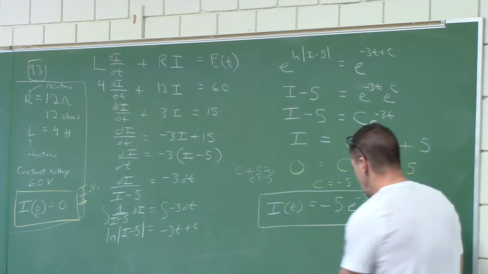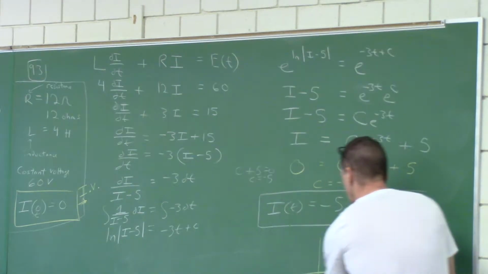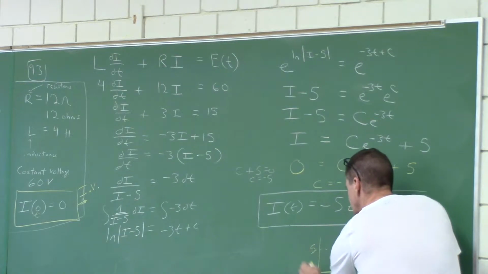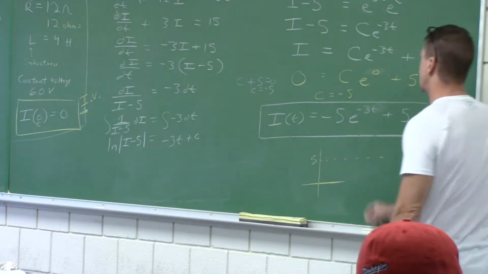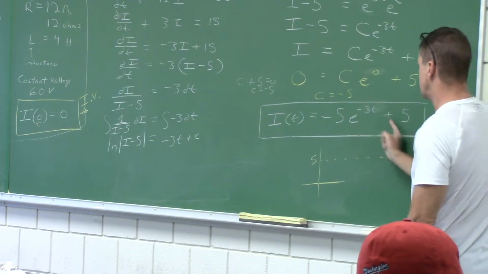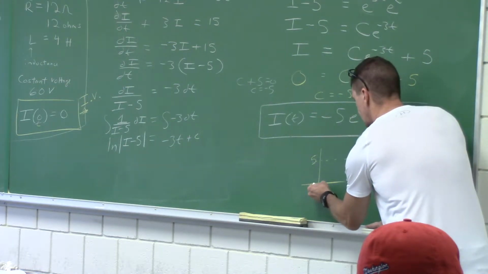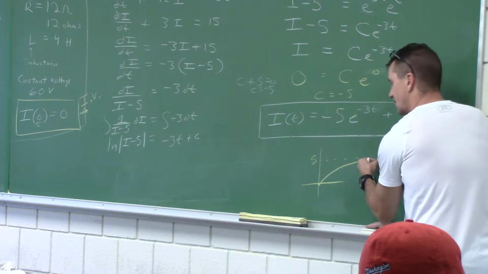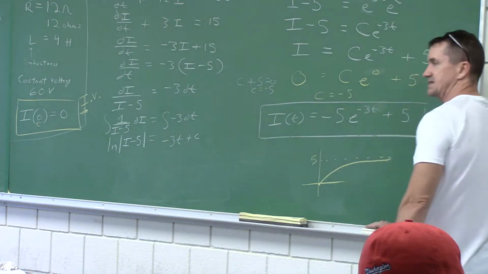So if you want to see a graph, what's going on here? This is that 5 amperes. And this current started at time equal to 0 as 0. Remember I(0) equals 0? And then it just kept approaching that horizontal asymptote, but that's the limiting value of the current.